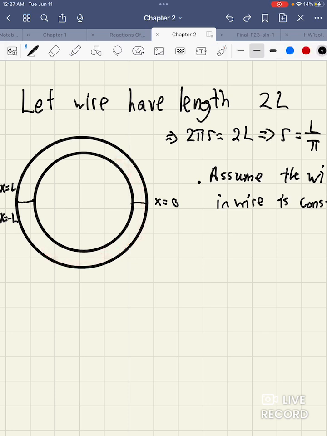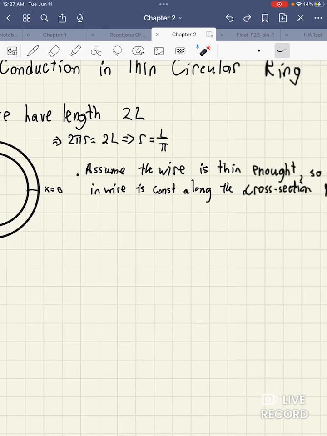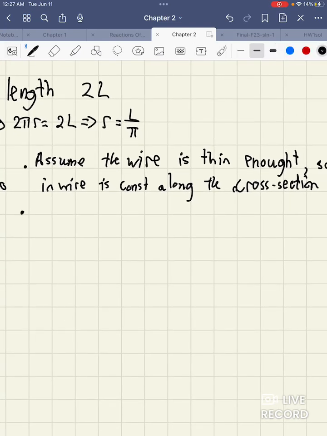Another thing we have to assume is that our wire is tightly connected here at the ends, or here, it doesn't matter. So the temperature right here at x equal to L and x equal to negative L is the same. And not only the temperature, the heat flux is also continuous at that position. So they are the same. So we can assume the wire is tightly connected to itself.